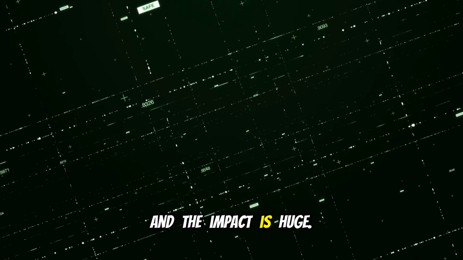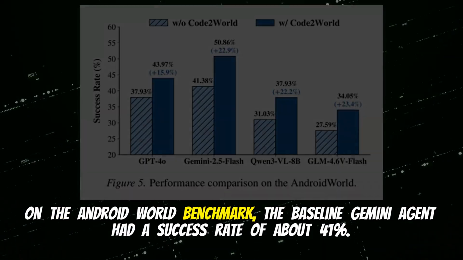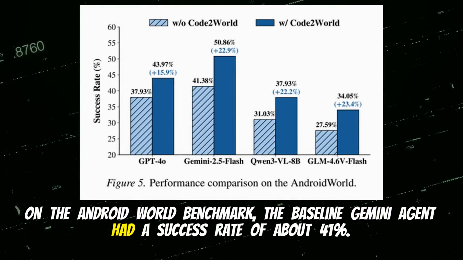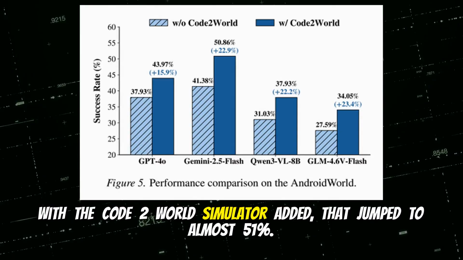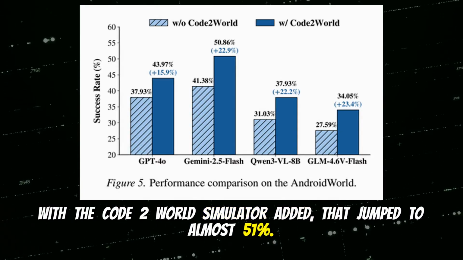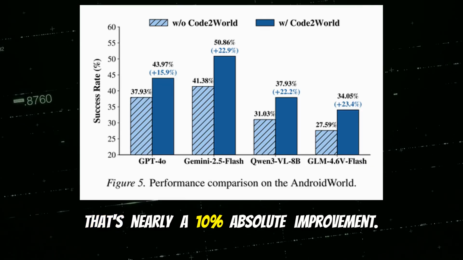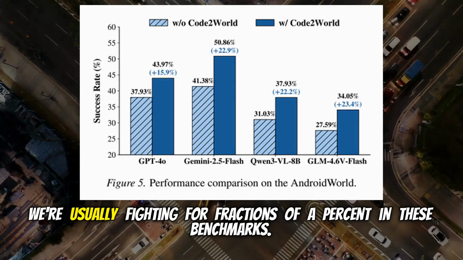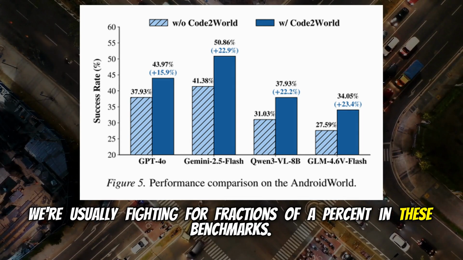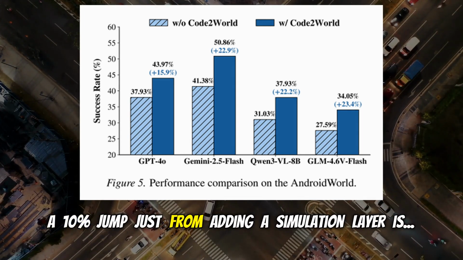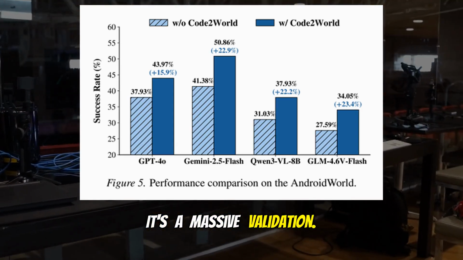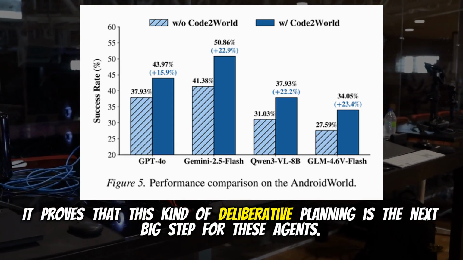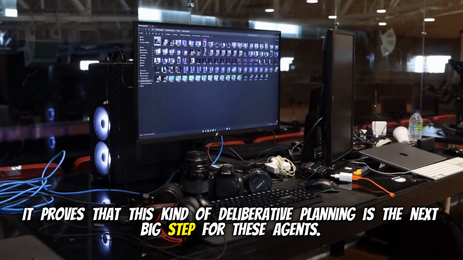And the impact is huge. On the Android World benchmark, the baseline Gemini agent had a success rate of about 41%. With the Code2World simulator added, that jumped to almost 51%. That's nearly a 10% absolute improvement. We're usually fighting for fractions of a percent in these benchmarks. But a 10% jump just from adding a simulation layer, it's a massive validation. It proves that this kind of deliberative planning is the next big step for these agents.